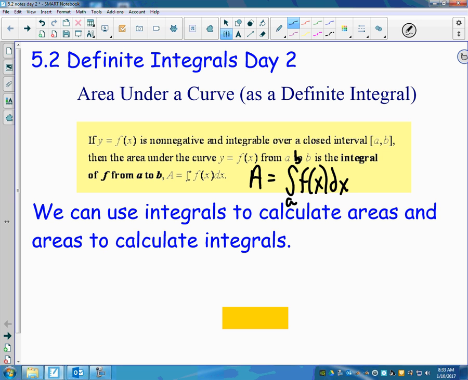So just like when we did derivatives, we wanted to recognize when it said find the instantaneous rate of change, find the instantaneous velocity, find the slope of the tangent line, find the slope of the curve, right? All of those meant do the derivative. When you see area under a curve or you see an integral, you need to think area under a curve, all right? That's kind of what that sentence says. So if they ask us to find an integral, we could do the area. If they ask us to find the area, we could do an integral.